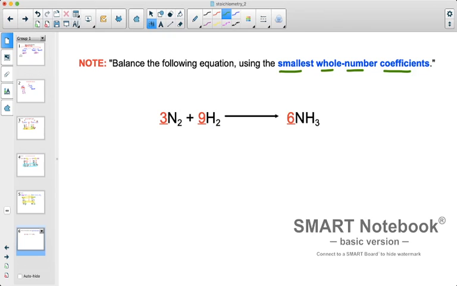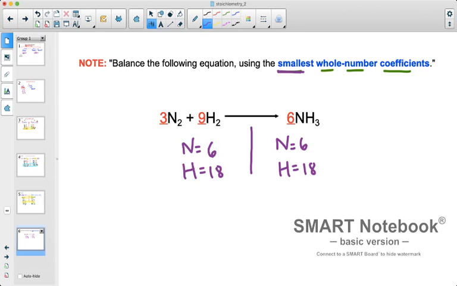So the formula that I have on this page technically is balanced. And if I did some bookkeeping, I actually have 6 nitrogen, and my hydrogen, I have 18 on this side. On my product side, I have 6 nitrogens, and I also have 18 hydrogens. So yes, technically it's balanced, but it's not given in the smallest whole number coefficients.